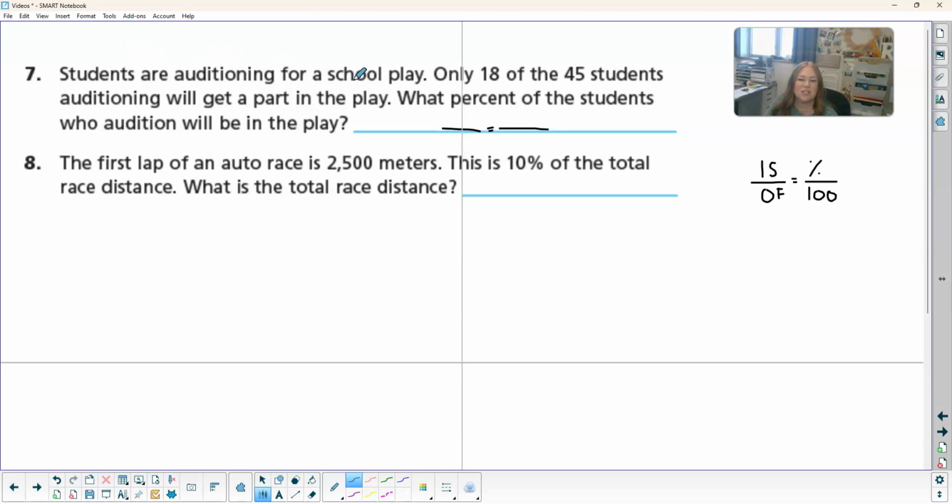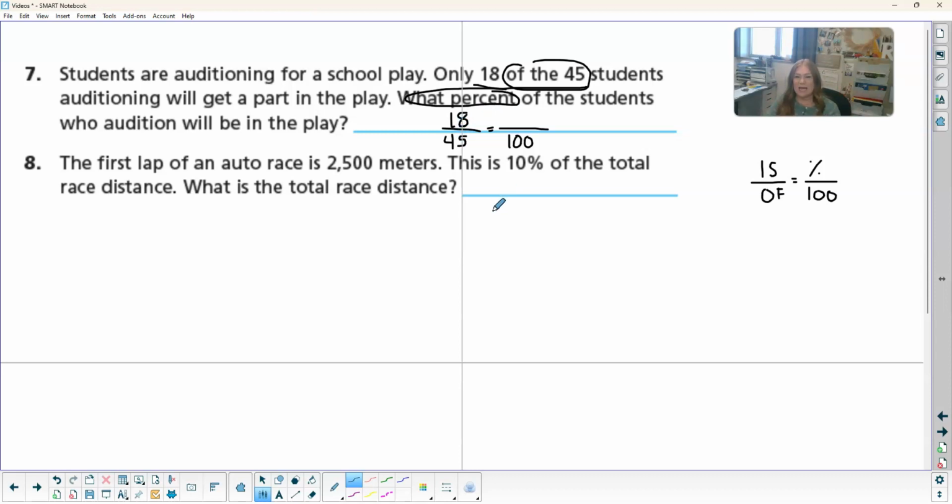Okay, students are auditioning for a play. 18% of the 45 students. So 18 is what we have. It's out of the total 45. We'll be auditioning to get a part in the play. What percent? Looking for the percent. But we know it's out of 100 will be in the play. So 45 students audition, only 18 of those get a part.